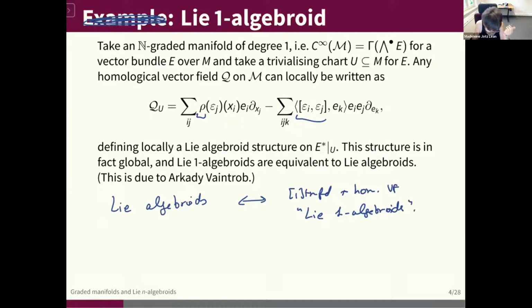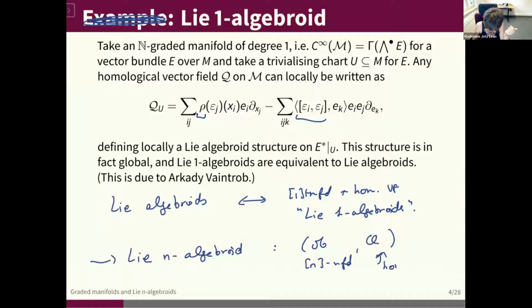Partly because of this equivalence, we define then a Lie-n algebroid as an N-manifold with a homological vector field. So degree 1 and squaring to 0.